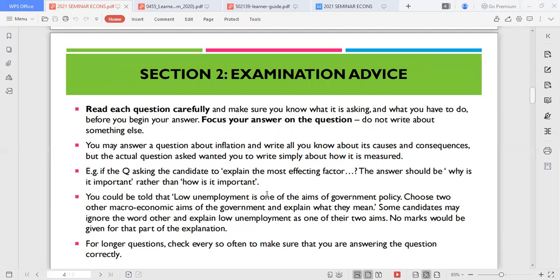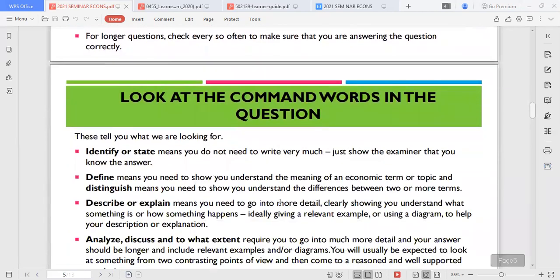All right, so please, this is very, very important: pick up the right keywords in paper 1 MCQ or in your graph. So read each question carefully and focus. Understand? And also we are going to look into the command words in the question.